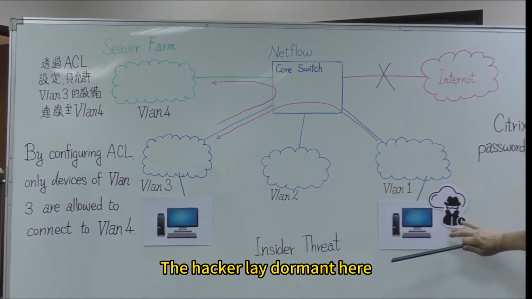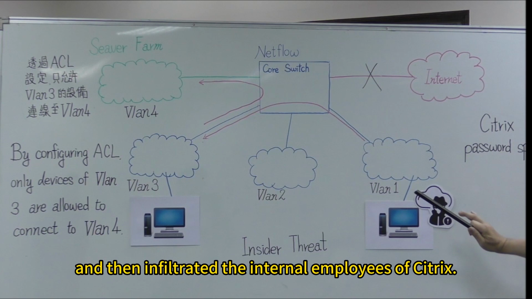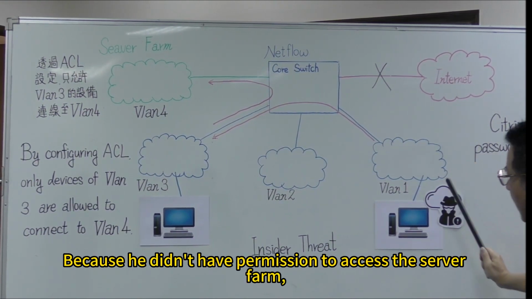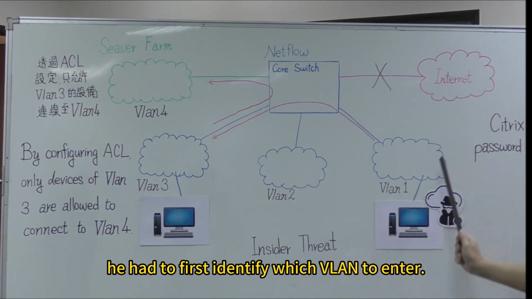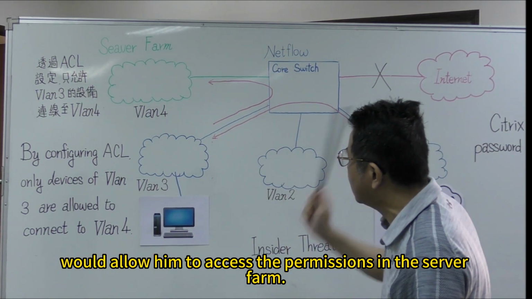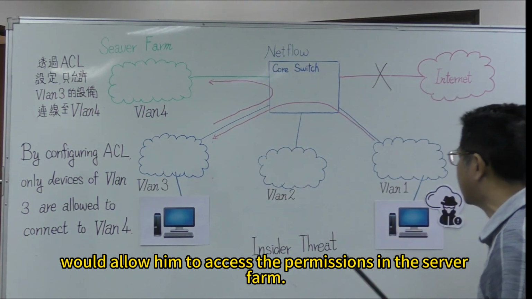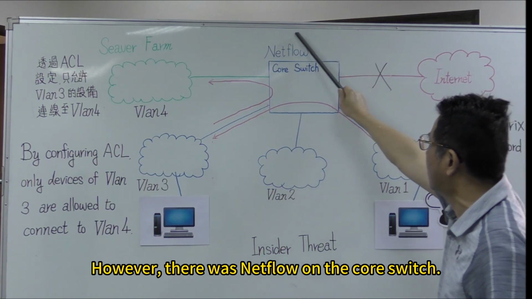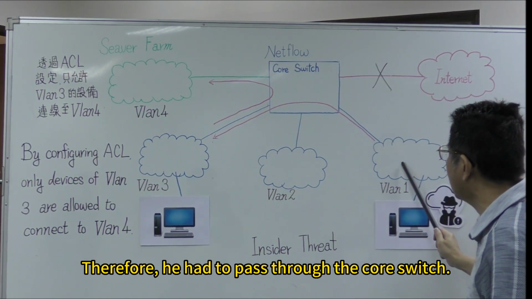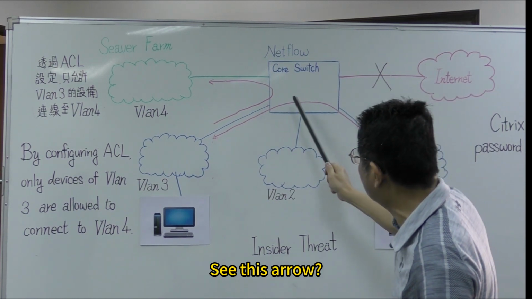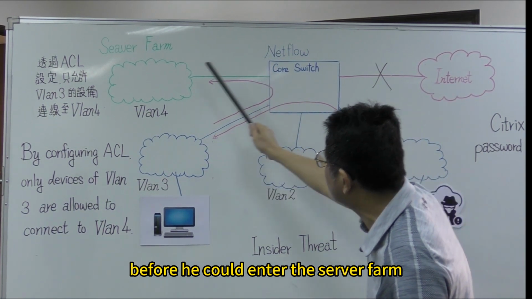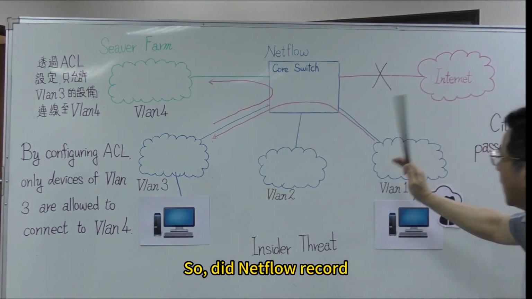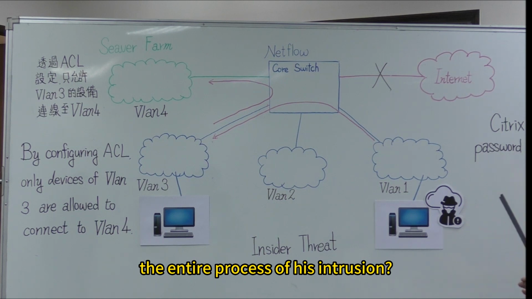The hacker lay dormant here and then infiltrated the internal employees of Citrix. Because he didn't have permission to access the server farm, he had to first identify which VLAN to enter. Which VLAN would allow him to access the permissions in the server farm. He discovered that only VLAN 3 could be used. However, there was NetFlow on the core switch. Therefore, he had to pass through the core switch. See this arrow? And then he had to run to here before he could enter the server farm and steal confidential information. So, did NetFlow record the entire process of his intrusion?